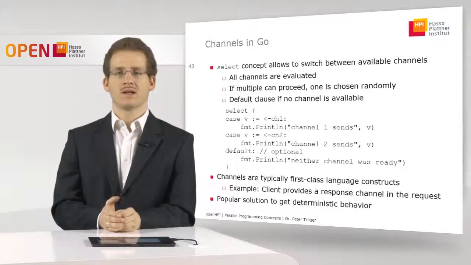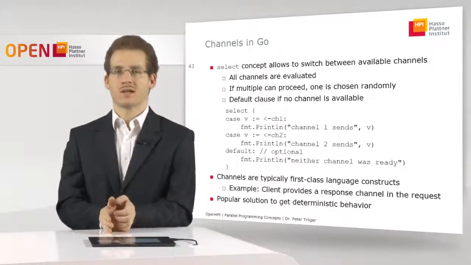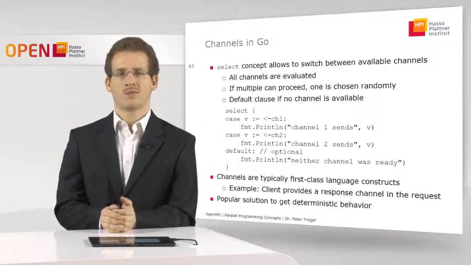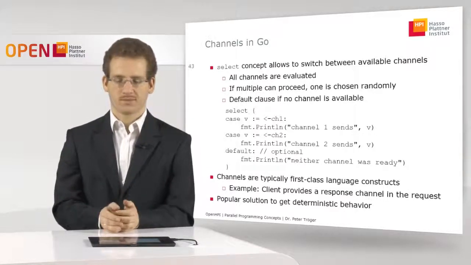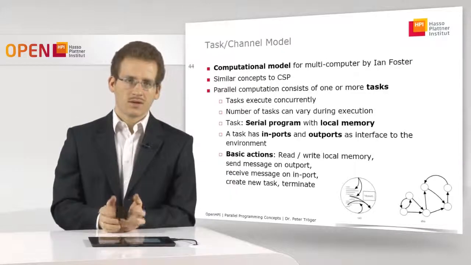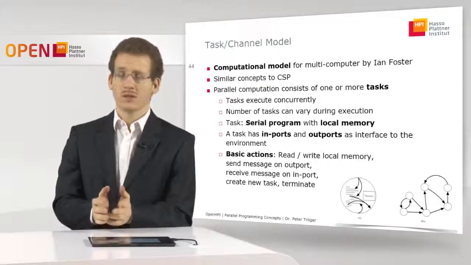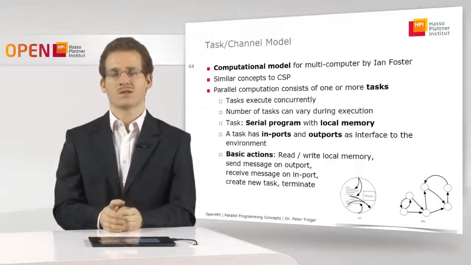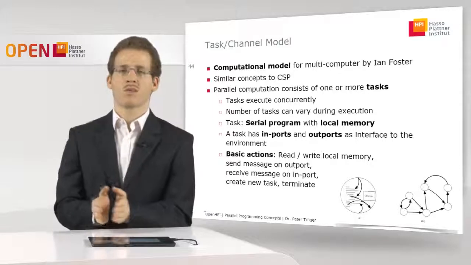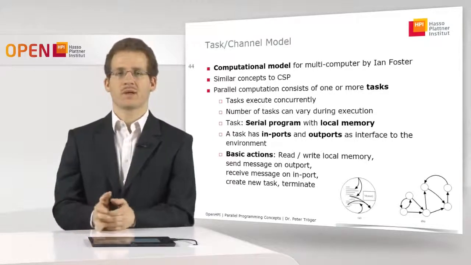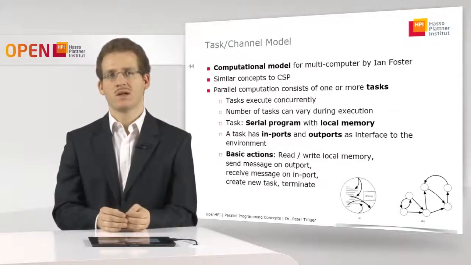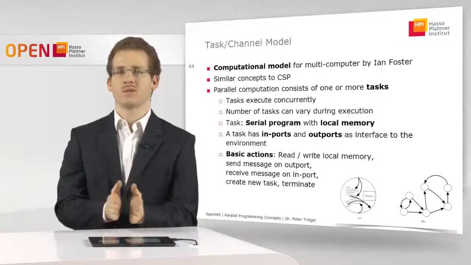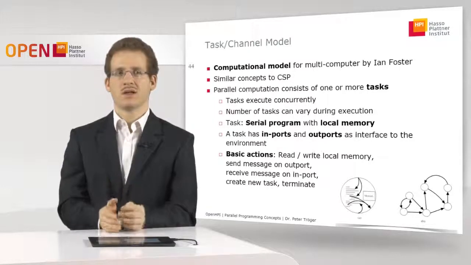If this is the case, then there's a good chance that your parallel or concurrent application gets a more deterministic behavior and you have better ways of avoiding race conditions. The CSP channel model is not the only channel model that is available. There were subsequent developments that tried to consider more properties of the execution environment. One example is again by Ian Foster, the task channel model. And you see that this is very similar to what we have seen in CSP.